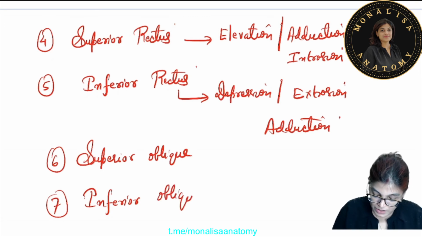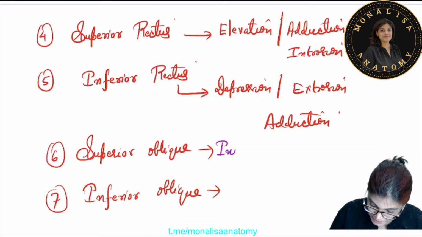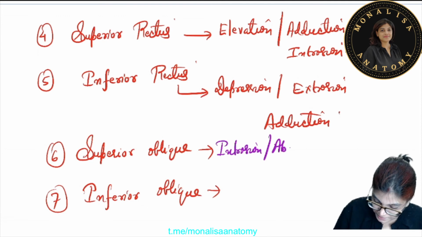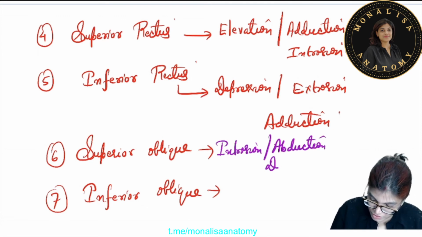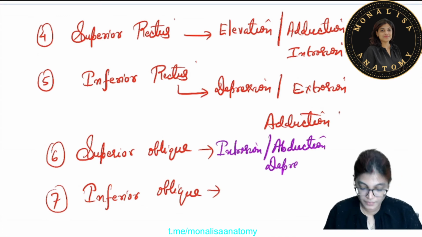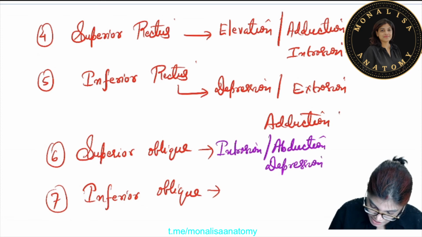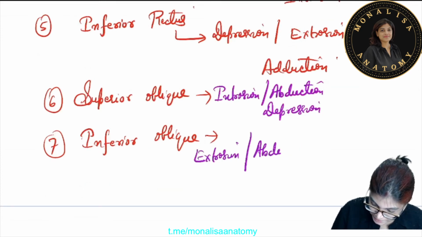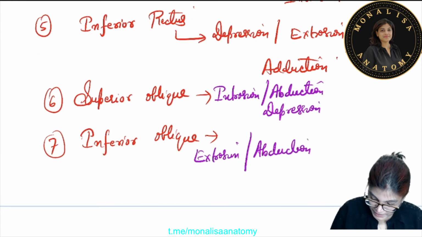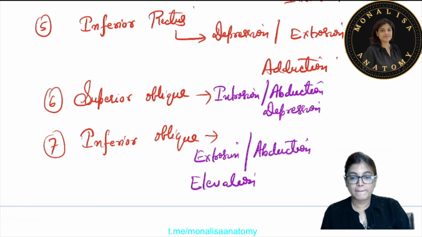So what is the action? Superior oblique is performing intorsion, abduction, and depression, just opposite to its name. Inferior oblique is performing extorsion plus abduction movement and plus elevation movement, just opposite to their name.